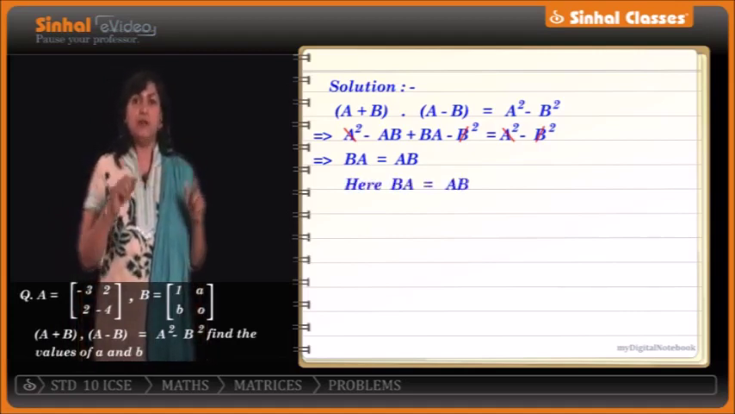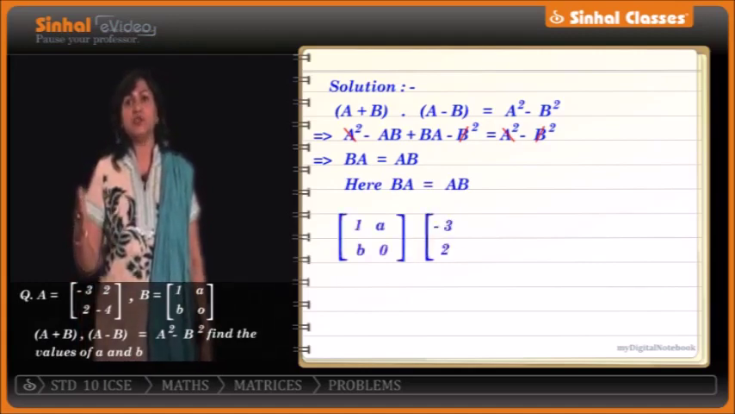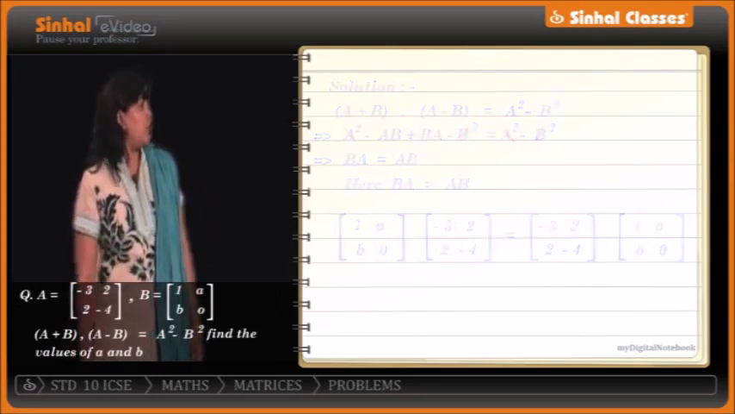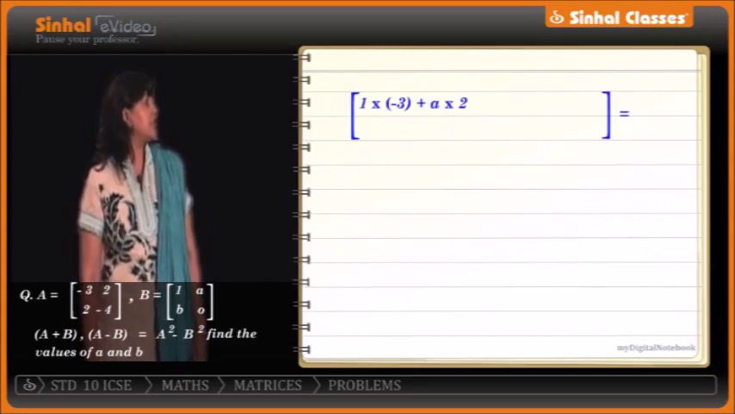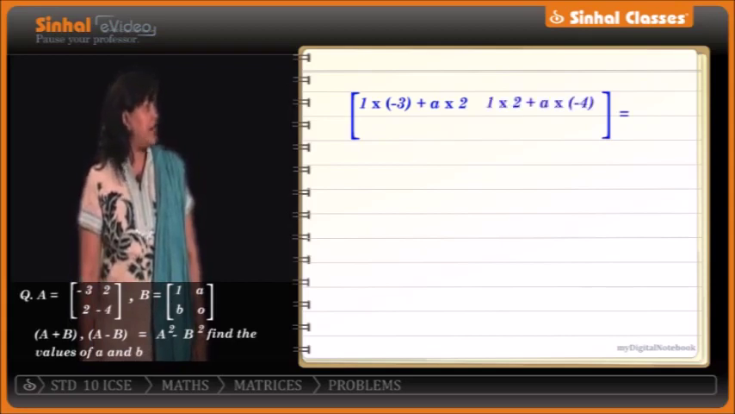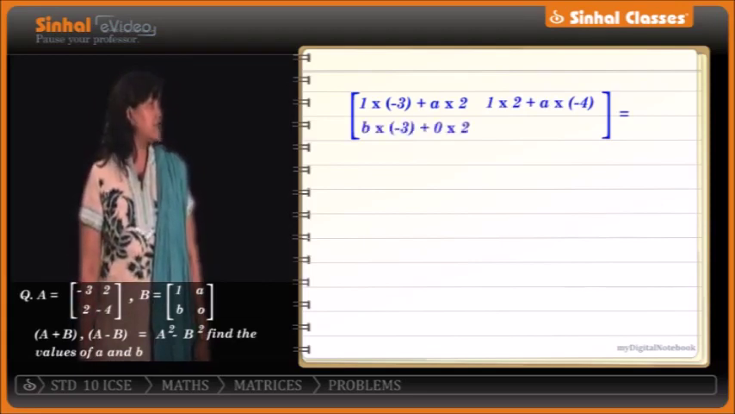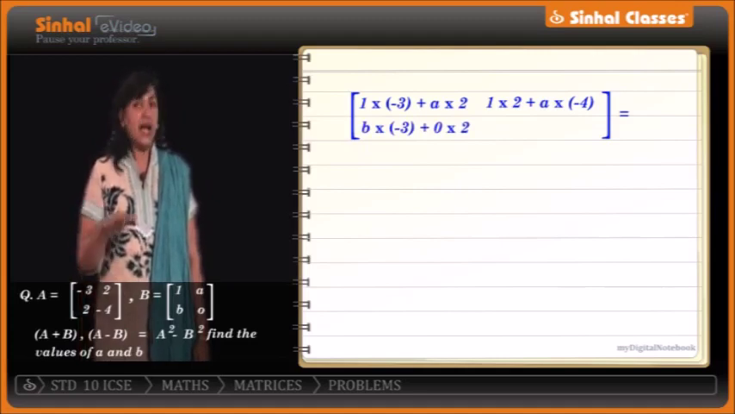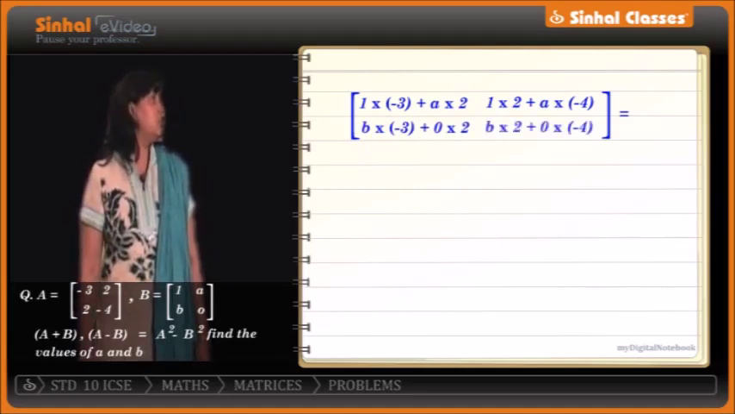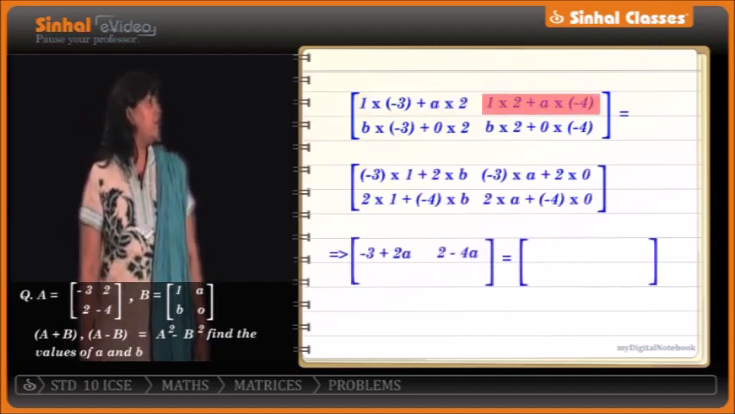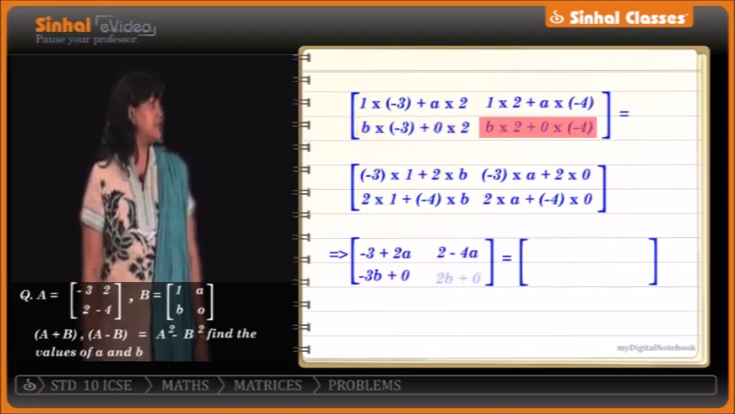We find the product matrix B into A and find A into B, then equate their corresponding elements. Now B into A will be 1 into minus 3 plus A into 2. The second element will be 1 into 2 plus A into minus 4. The third element, B into minus 3 plus 0 into 2. And the fourth element, B into 2 plus 0 into minus 4. On simplification, we get minus 3 plus 2A, 2 minus 4A, minus 3B plus 0, 2B plus 0.